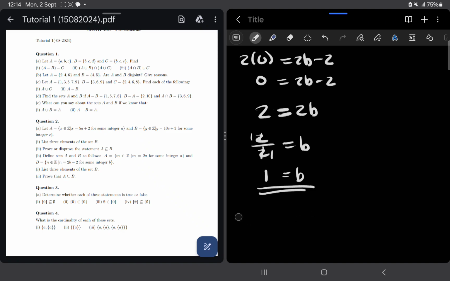So you can say, since 1 is an element of the integers, you can have your 1 as b. It means that A is truly a subset of B, because this remains correct.